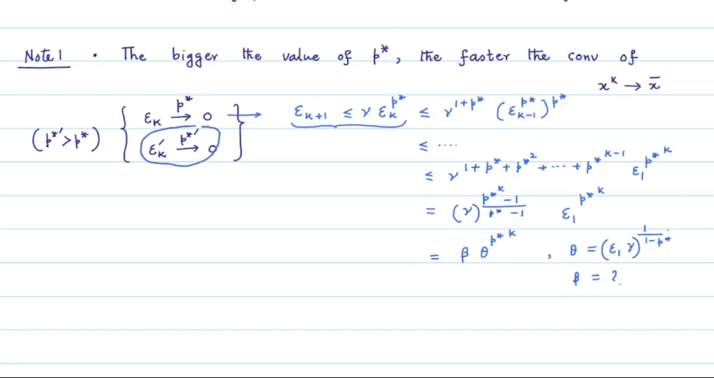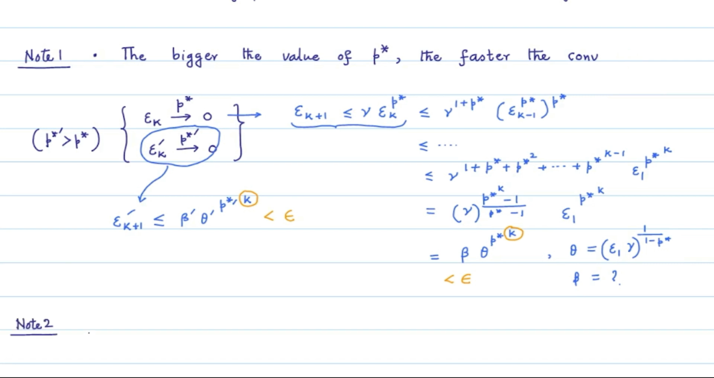Similarly, for epsilon k dash converging to 0 with q order at least p dash, we will have epsilon k plus 1 dash less than or equal to some beta dash times theta dash to the power p star dash to the power k. Here you note that this theta dash and theta both are positive constants less than 1. As p star is smaller than p star dash, to realize epsilon k plus 1 dash less than a precision, say epsilon, we require a lesser value of the index k than the index k over here to realize epsilon k plus 1 less than this precision epsilon, and thus the bigger the value of p star, the faster the convergence of the sequence xk to x bar.